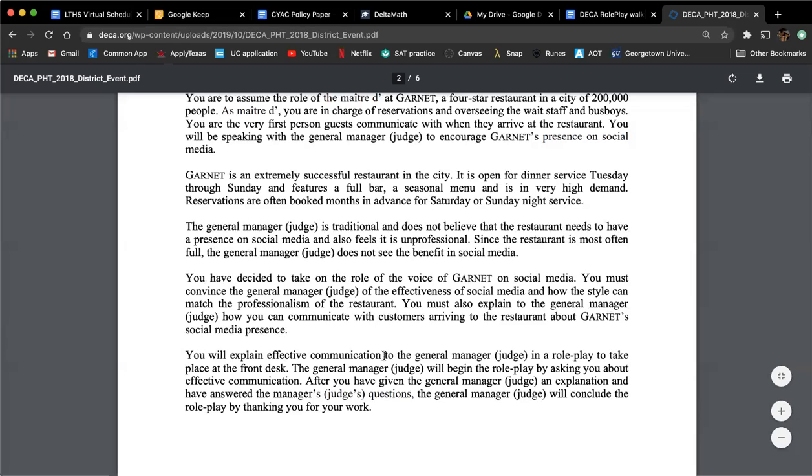You will explain effective communication to the general manager in a roleplay to take place at the front desk. The general manager will begin the roleplay by asking you about effective communication. After you have given the general manager an explanation and have answered the general manager's questions, the general manager will conclude the roleplay by thanking you for your work.